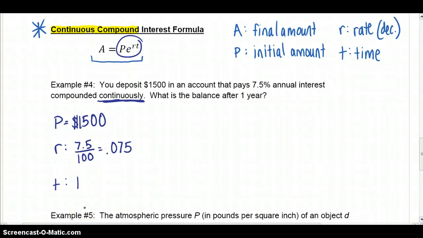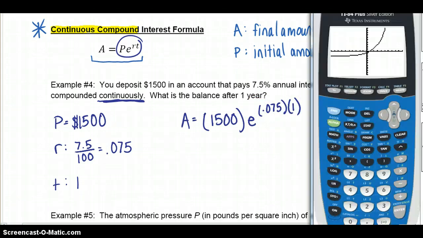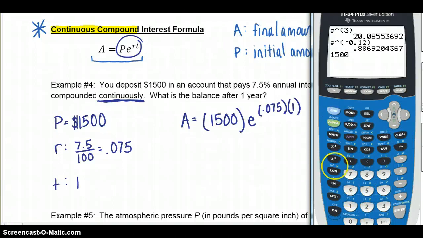Plug our information into our formula, and let's solve for that balance after that year. So A is going to equal P, which is 1500, times e. Remember, e is not a variable, it's a number, so we're going to leave that e to the 0.075 times 1. Now I'm just going to type that in my calculator. Quit out of this graph. So I've got 1500 times e, which is second ln, to the 0.075 times 1. Enter. And there's our final balance.